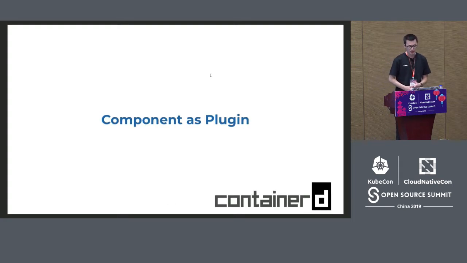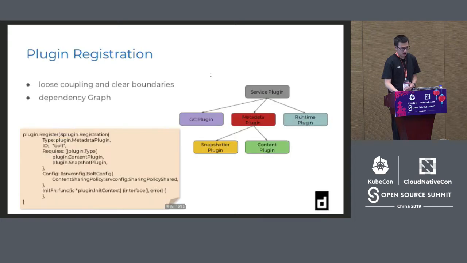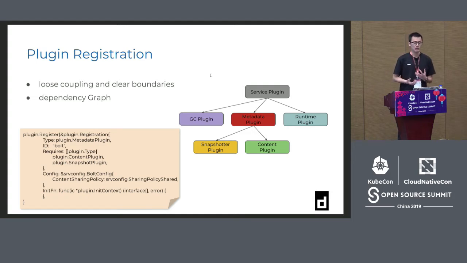So in containerd, any component is a plugin. How do we understand this? I said the modules have clear boundaries, so they can be grouped into different plugins. In the code library, there's a dependency graph to be maintained. Based on the method of registration, the plugins can be defined and extended.